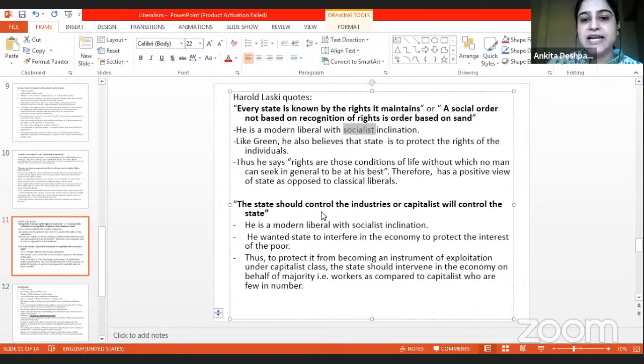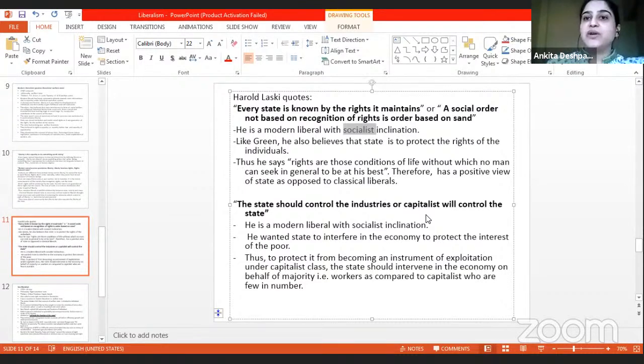Next, he says the state should control the industries or capitalists will control the state. I told you, the welfare state concept is nothing but the concept of socialism. Deprived people should also be given importance. The state has to control the capitalists, otherwise capitalists will keep becoming richer and richer, poorer people will become poorer and poorer, and it will lead to inequality. And remember what happens when inequality happens.